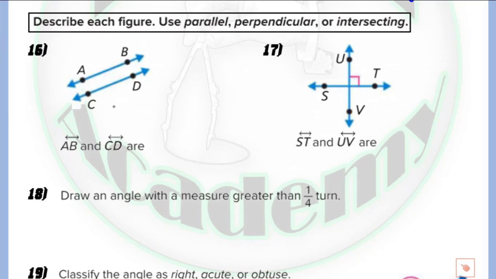In this question, we need to describe each figure. Use parallel, perpendicular, or intersect. You will find that line AB and line CD will never intersect, and the distance between them is the same. It means we have parallel lines.